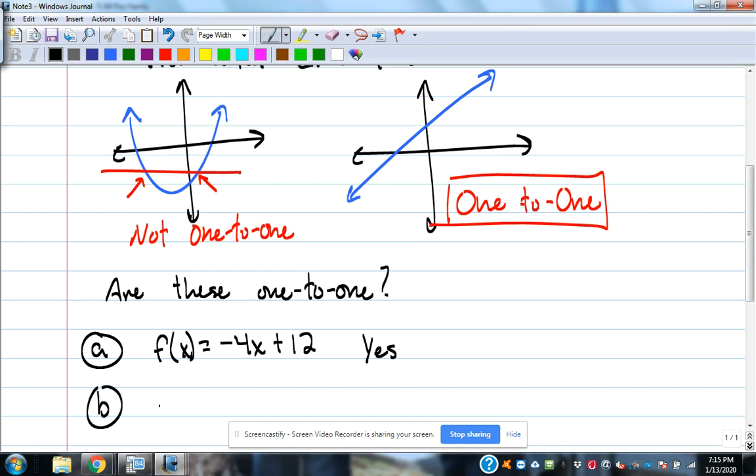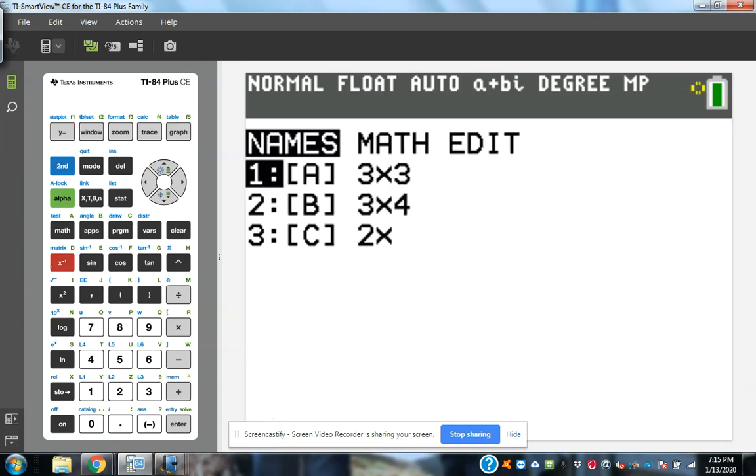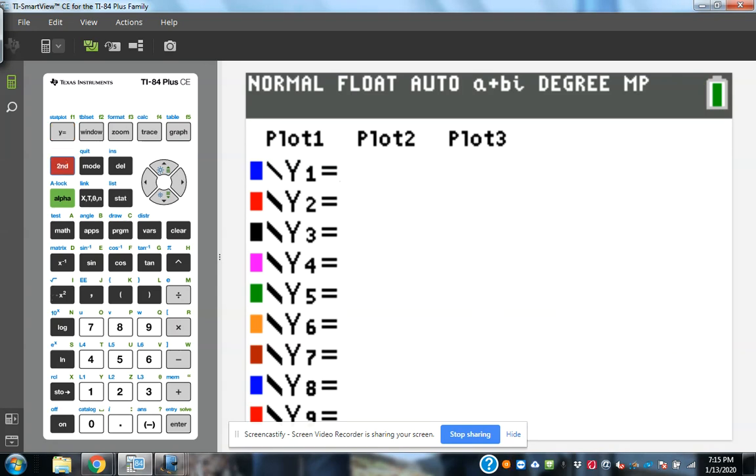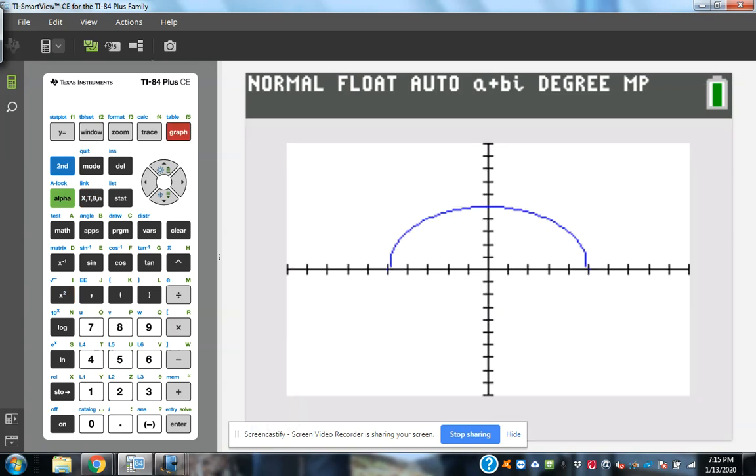B. g of x equals square root of 25 minus x squared. Okay, a little tougher to graph that one, but it's still doable. I'm just going to go to my graphing calculator and hit y equals. We'll get a square root symbol, second x squared, 25 minus x squared. Would that pass the horizontal line test? Definitely not. No, that is not a one-to-one function.